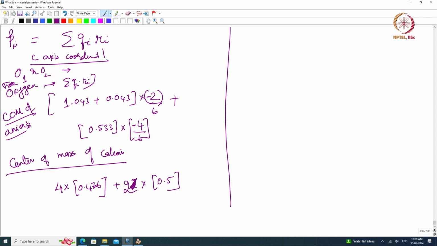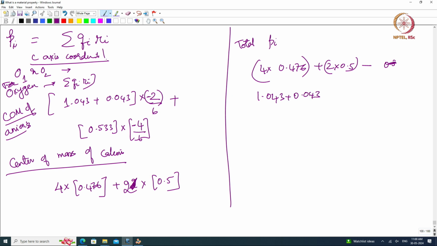Okay, so now what is the total polarization? Total P is 4 times 0.476 plus 2 times 0.5, minus this number, right. So 1.043 plus 0.043, times 1/3, minus 0.533 times 2/3.